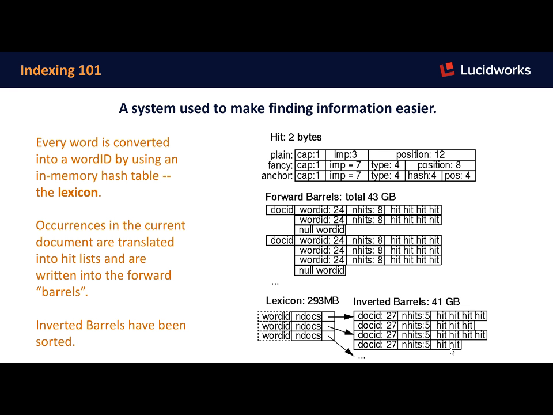So then you have to sort the index. And here we're talking about something called barrels. The occurrences of a keyword are translated into hit lists and written into barrels. And then the barrels are inverted. You can see here in the diagram an example of that, and it looks very complicated. But the computer handles that very quickly and is able to find exactly what you're looking for.